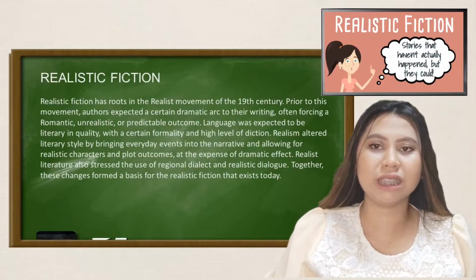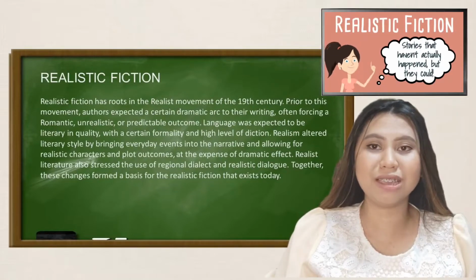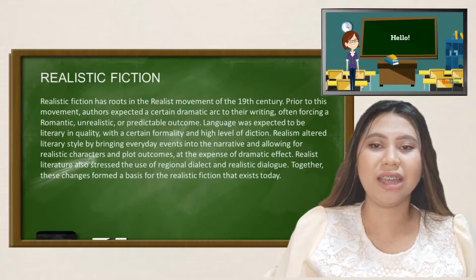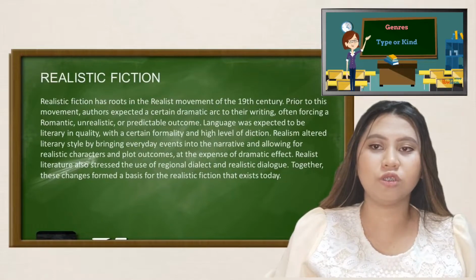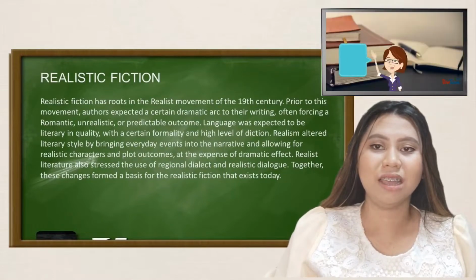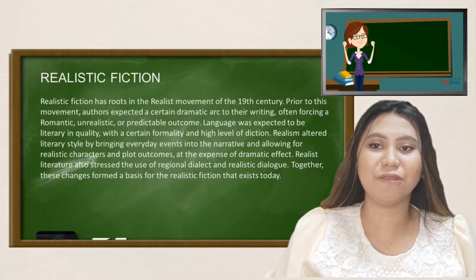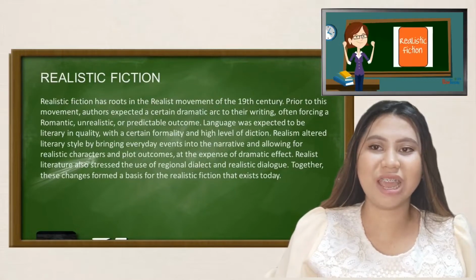Realism altered literary style by bringing everyday events into the narrative and allowing for realistic characters and plot outcomes at the expense of dramatic effect. Realist literature also stressed the use of regional dialect and realistic dialogue. Together, these changes formed a basis for the realistic fiction that exists today.